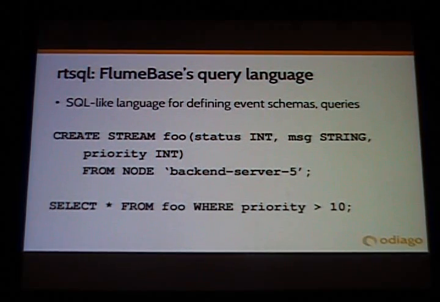And finally, we have to tell FlumeBase where to get this information from. So we say that the foo stream is based on the output of the Flume node backend server 5. Once we've defined a stream, we can then do queries over it. One shown here will filter the information, returning only the information that has priority level 10 for whatever that means in this invented business case.